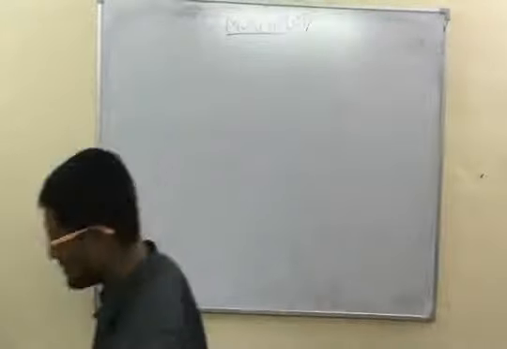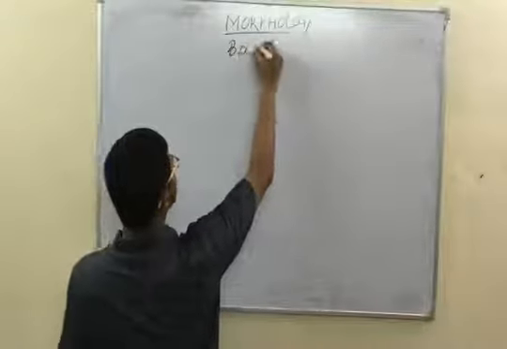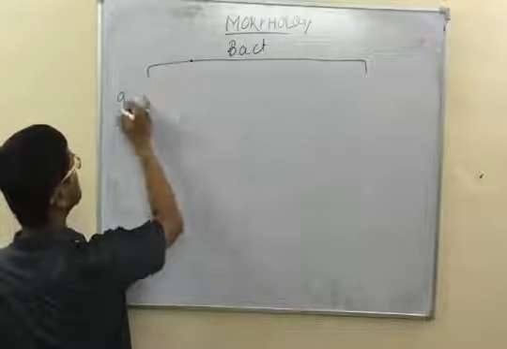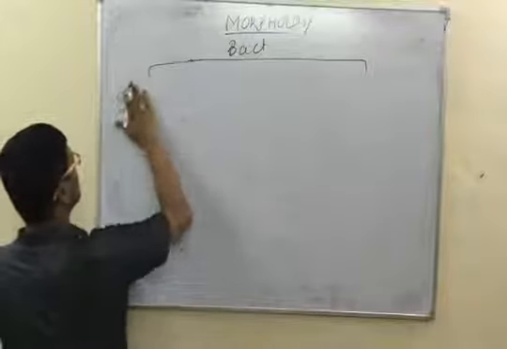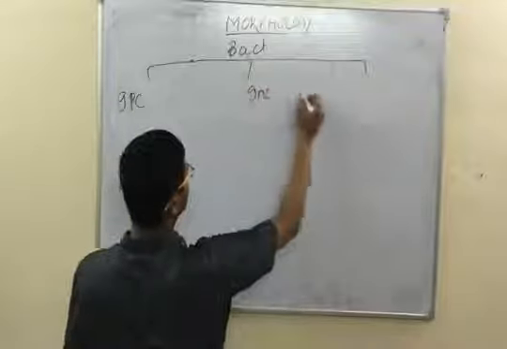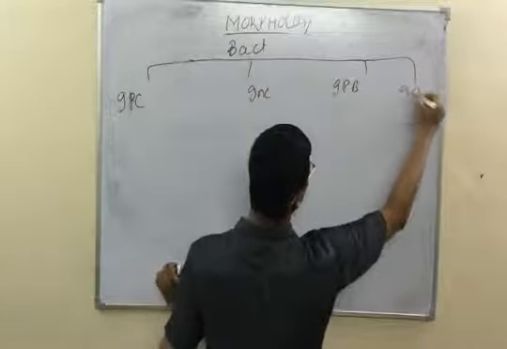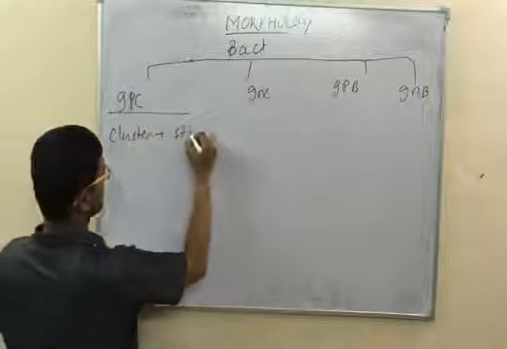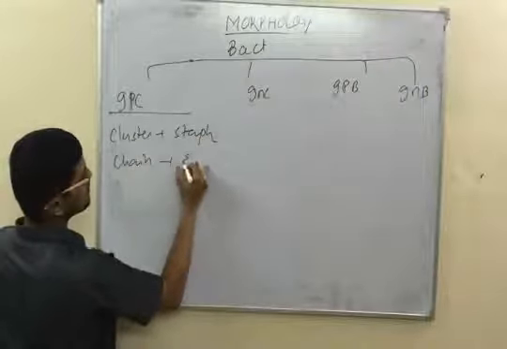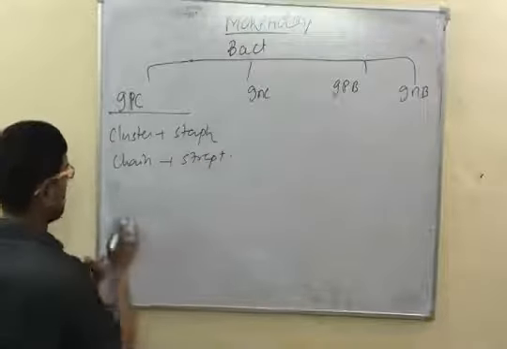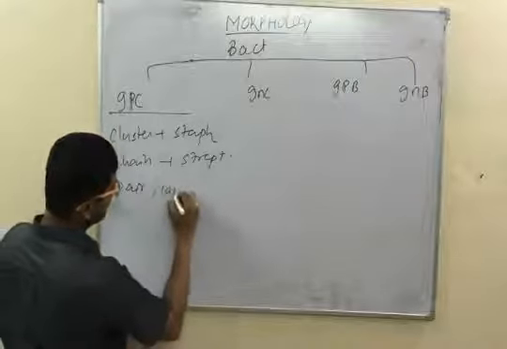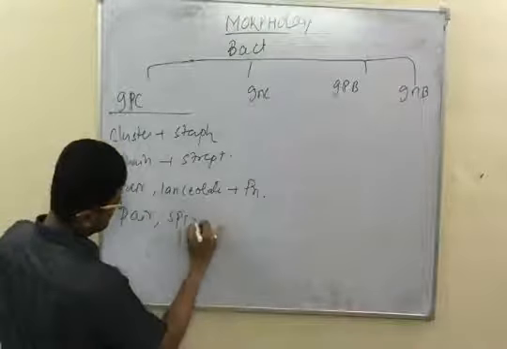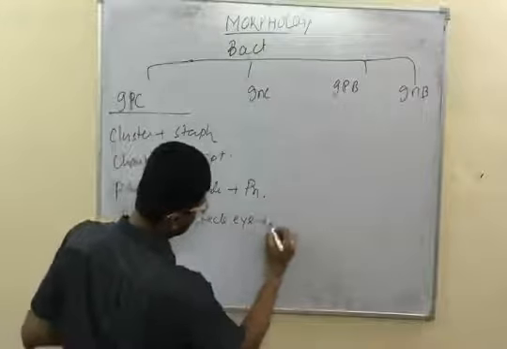What are the different size and shape? Bacteria can be arranged in various types and shapes. Let us discuss based upon the gram stain and the shape of the bacteria. Can be gram positive cocci, gram negative cocci, gram positive bacilli, and gram negative bacilli. So gram positive cocci arranged in cluster, staphylococcus; arranged in chain, streptococcus; arranged in pair, lanceolate shape, pneumococcus; whereas arranged in pair but spectacle appearance, this is enterococcus.